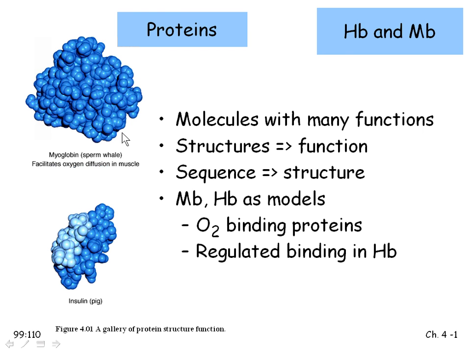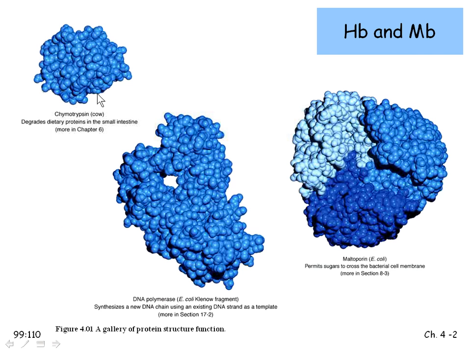Here is a space-filling picture of myoglobin. That's one of the ones we'll be talking about in more detail later on. Here's insulin. We don't tend to think of it as a protein, but in fact it is a small protein. You can see the two chains there in this space-filling picture. These are some proteins that we're going to see in more detail as we go along. Chymotrypsin is an enzyme that is going to be one of our models for enzyme actions. Not too big a protein.